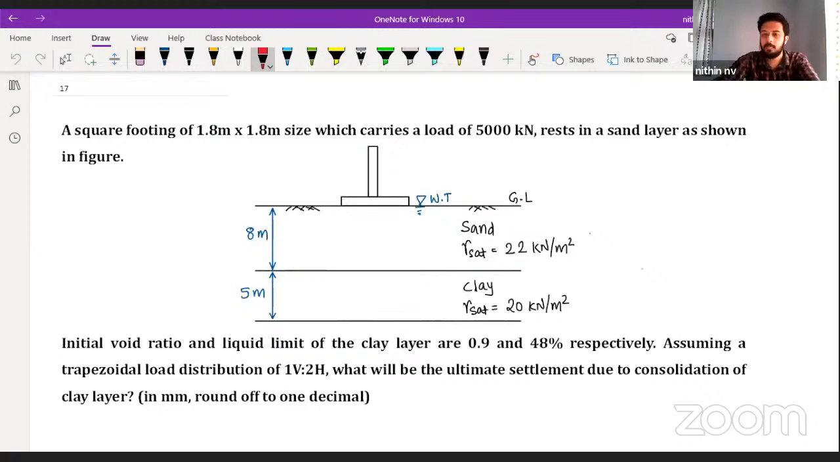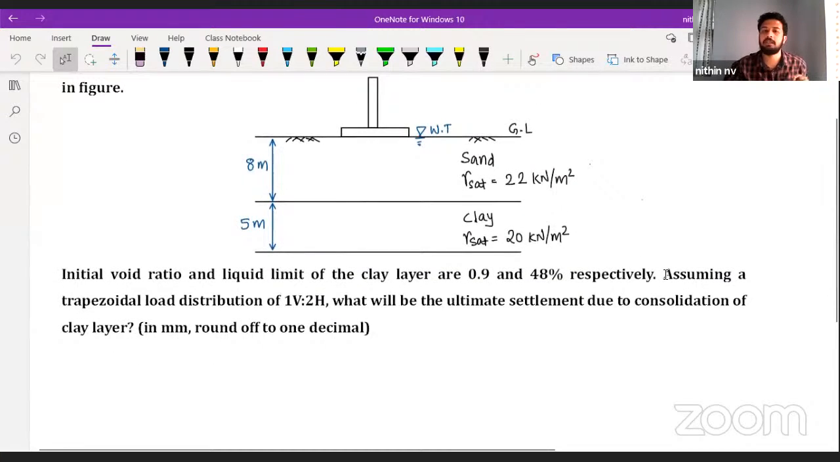Sorry, which one are we going to use? 0.009, because they have not given that it is a remolded clay. If it is, then they will give. So by default 0.009. So you can calculate the CC value now. Then what is left? Final effective stress and initial effective stress.